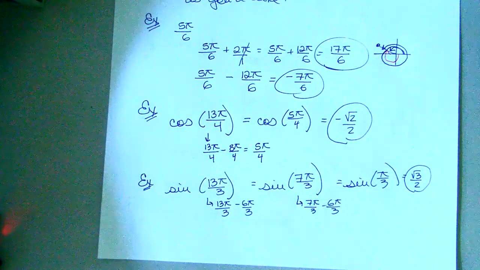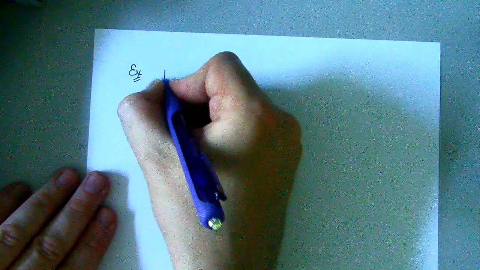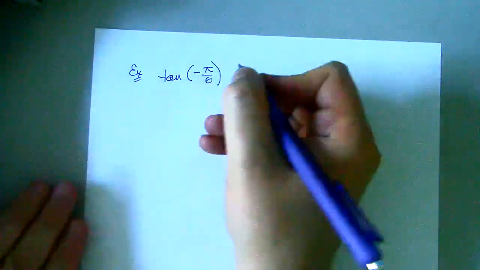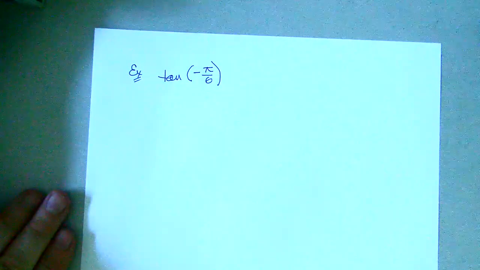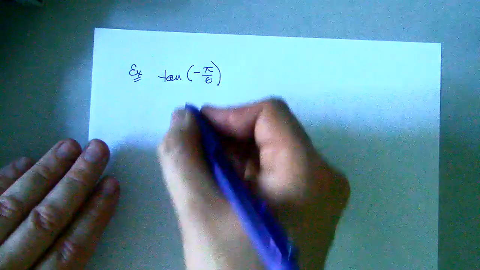And of course, we can also do this with the other trig functions. Let me get another piece of paper. Okay. What about the tangent of negative pi over 6? Well, there are two ways we can deal with this one. First way we can deal with this is just find a coterminal angle.